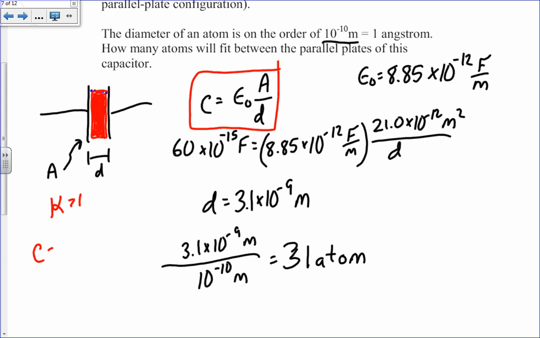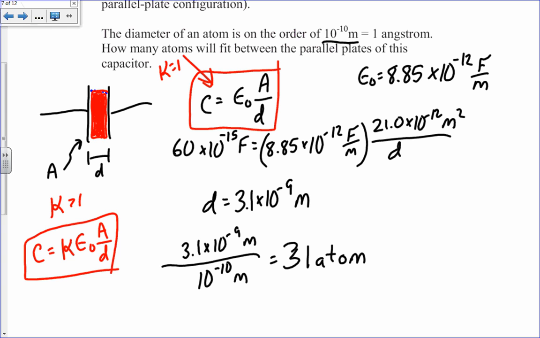And when you put a dielectric in, it increases the capacitance of that capacitor. It's kappa epsilon naught A over D. All right, and for a vacuum, kappa is equal to 1. So this is considered to be for a vacuum where kappa equals 1.